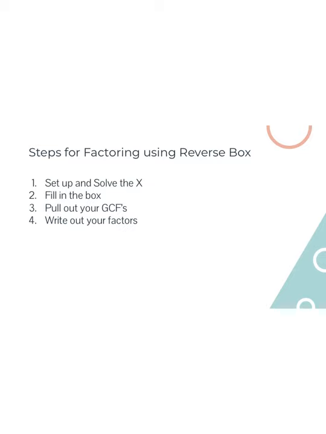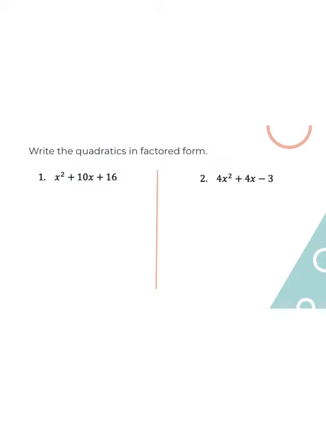So if you remember right, the steps for factoring using the reverse box. First, you're going to set up and solve the x. And once that's set up, you're going to fill in your boxes with what you found for your x. You're going to pull out your GFCs and then write out your factors. So let's look at this one.